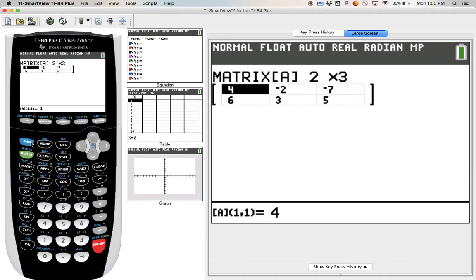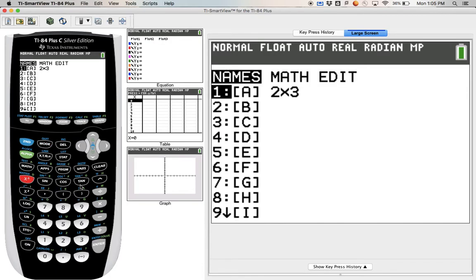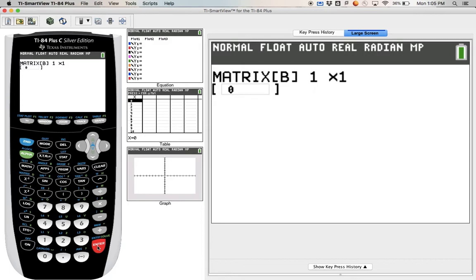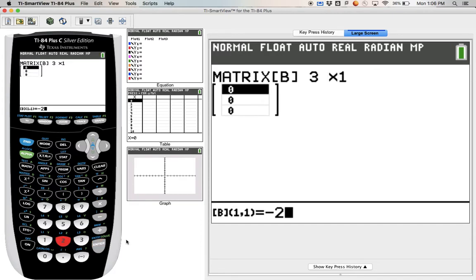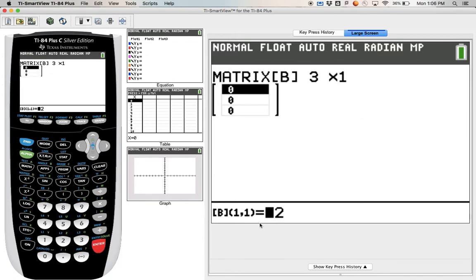To get out of this screen, you're going to hit second mode right here, which quits you out of anything. And then second matrix again, and then scroll to edit. We have to edit our second matrix. So that'll be B right there. And then what do we got here? This one was a 3 by 1. Okay, and the elements were negative 2. Oh, you know what? What I did wrong there is accidentally hit the minus sign on my keyboard. So make sure you do the negative 2, and that should come out good. So -2, 3, and 5.